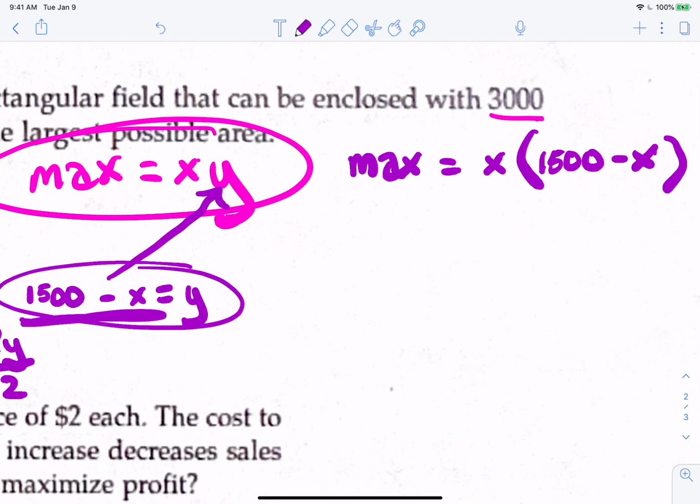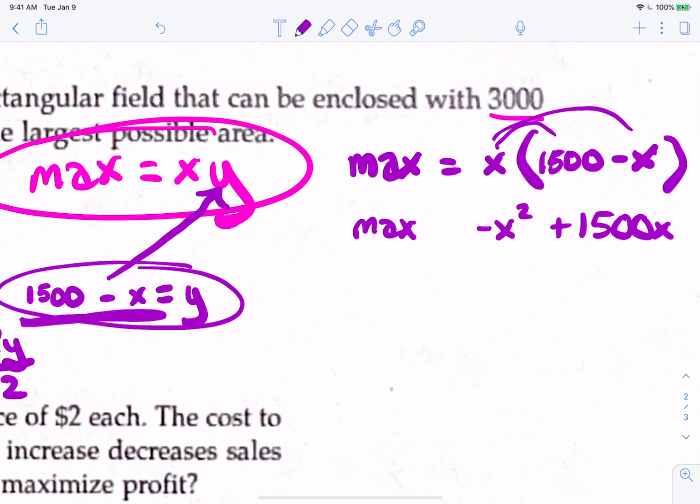Let's go ahead and distribute the x through. Okay, 1,500x minus x squared. I'm going to write it as negative x squared plus 1,500x. Can I do that if I flip them around? Okay, to put the x squared first. And I want that to be a maximum.